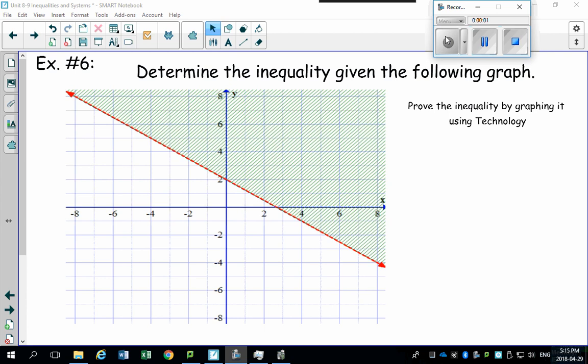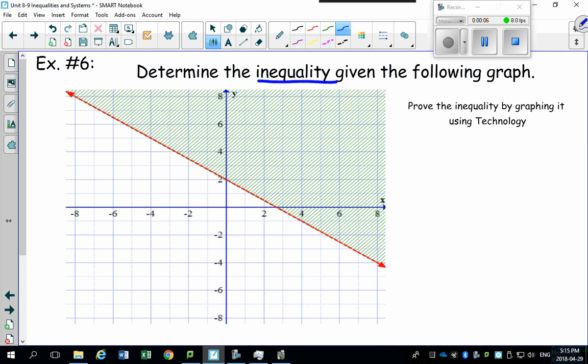Here's another great question, and let's go through this really quickly. It says determine the inequality. Remember, look at the style of line that you have here. It's a dotted line, means you've got to use that one or that one. Also, remember a couple other things.